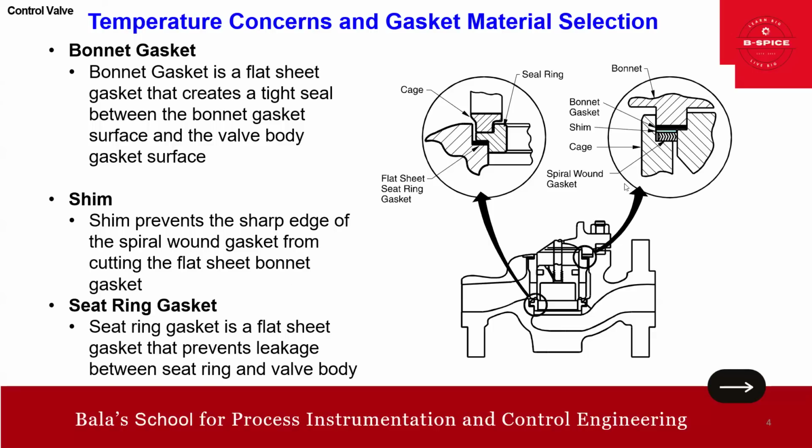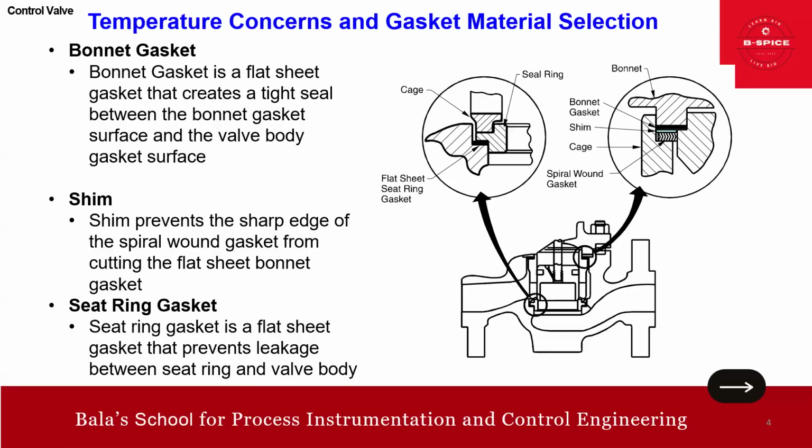Then we have a seat ring gasket, this one. The seat ring gasket is a flat sheet gasket again, as you can see here, that prevents leakage between the seat ring and the valve body. So this is your valve body and this is your seat ring. So these are the gaskets.